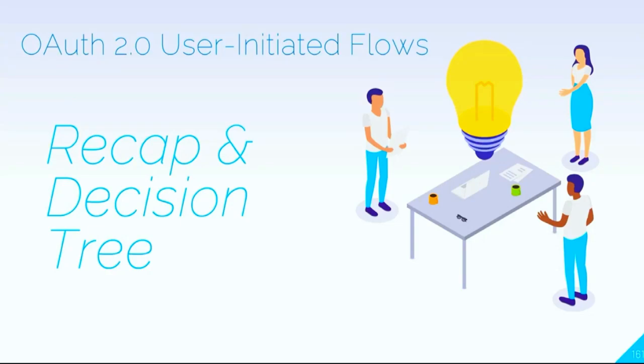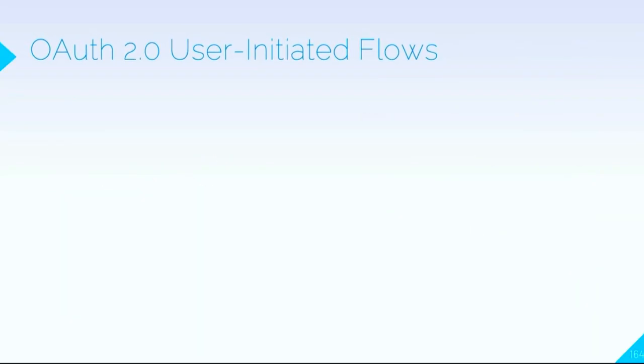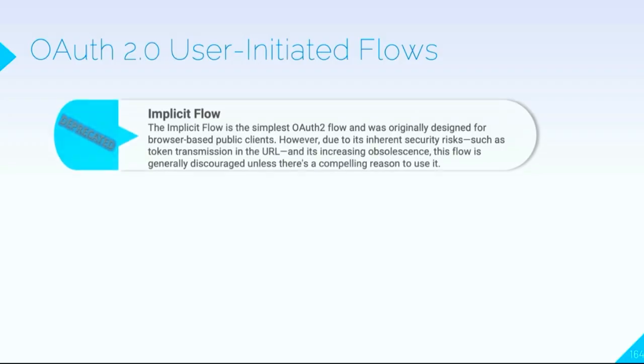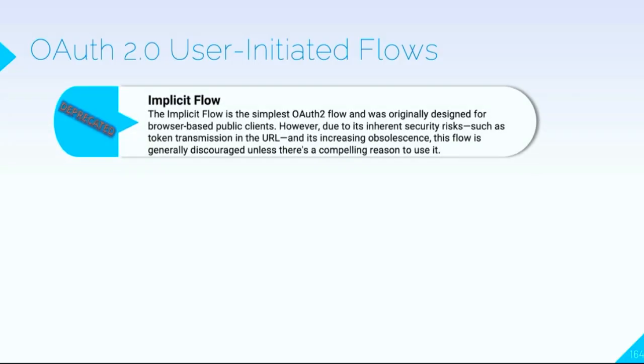Let's quickly recap the user-initiated OAuth 2 flows we have covered so far, and walk through a decision tree to help you determine when to use each flow, ensuring your architectural decisions align with the right security needs. Implicit flow. The implicit flow is the simplest OAuth 2 flow and was originally designed for browser-based public clients.